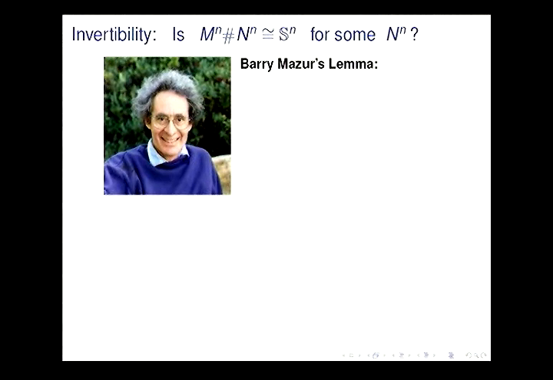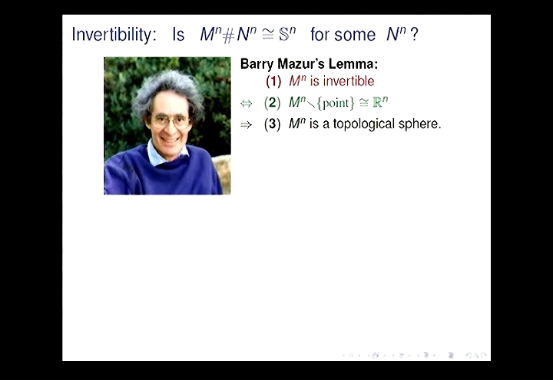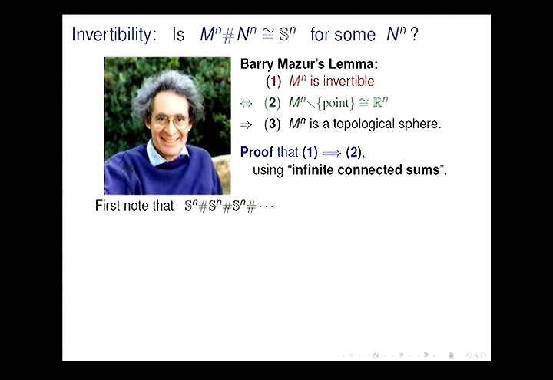And Barry Mazur gave a very easy answer to this. The manifold has an inverse if and only if it becomes Euclidean space if we remove a point. And we know that that implies that M is topologically a sphere. And the proof is kind of magic. You just use this same connected sum operation, but paste infinitely many things together. So first, suppose, for example, that we take an infinite sequence of n-dimensional spheres and paste them pairwise together.